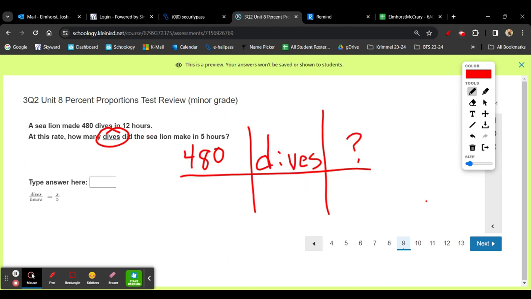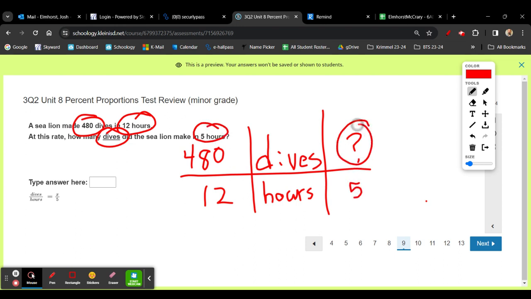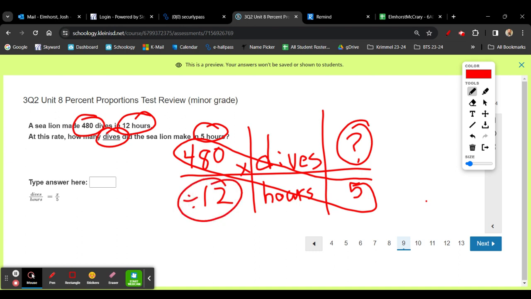Number 9, how many dives did the sea lion make in 5 hours? So the question is about dives, and dives is compared to hours. There's 480 dives in 12 hours. At this rate, how many dives would you make in 5 hours? Question mark, how many dives in 5 hours? One way to solve that is multiply by 5 and divide by 12.